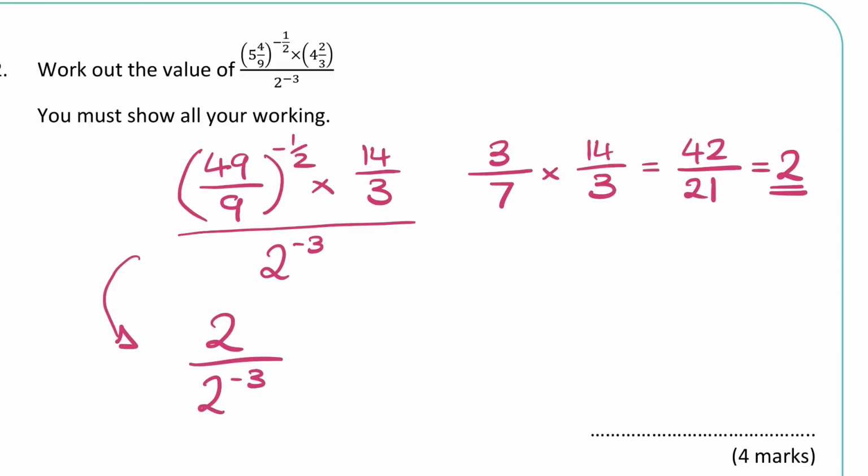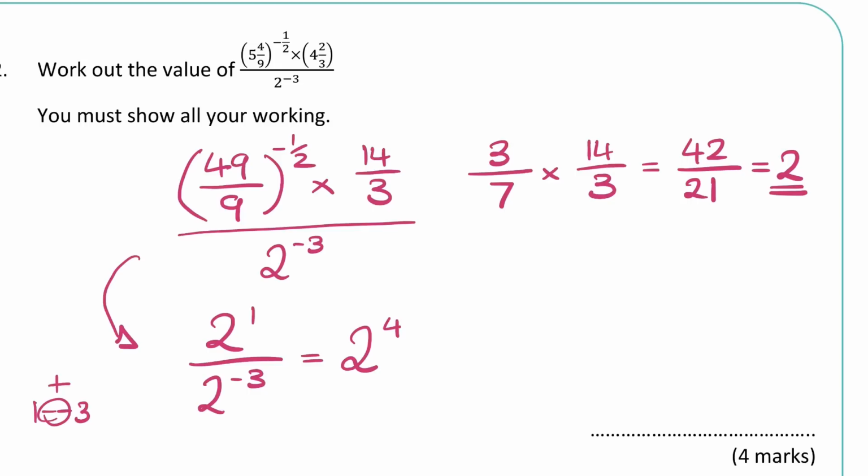Now 2 doesn't have a power with it, but it does have a power of 1 if we write that in. When we are dividing, you subtract the powers. So if we subtract negative 3 from 1, that's 1 take away negative 3. So we've got that situation again where we're adding. So that becomes 4. So 2 to the power of 4.